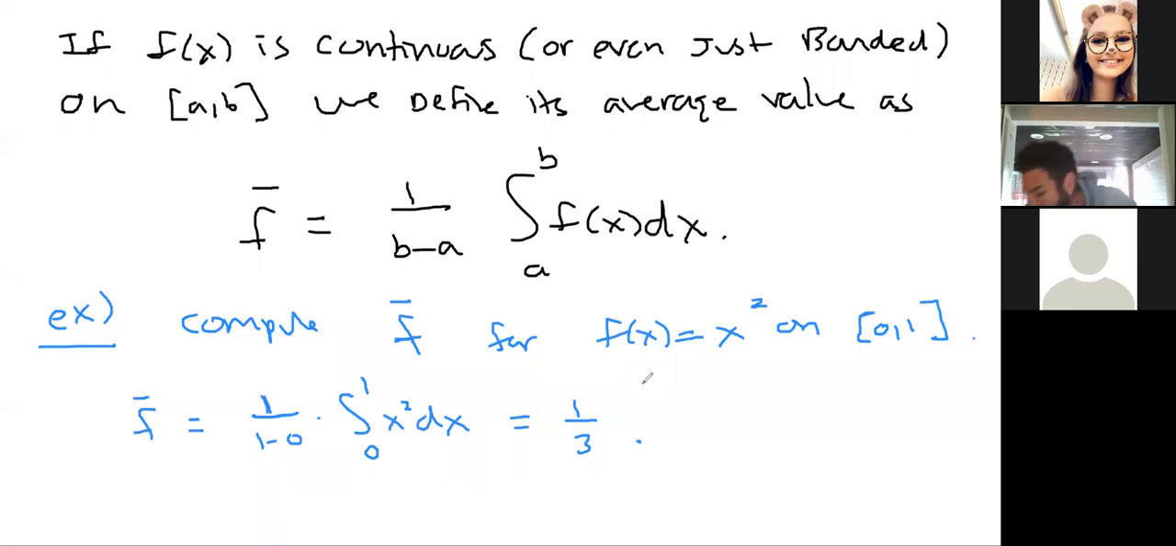So average value has lots of different places it shows up. Many of you will see it in places like probability and statistics, physics, engineering. Does anybody have a question about this?